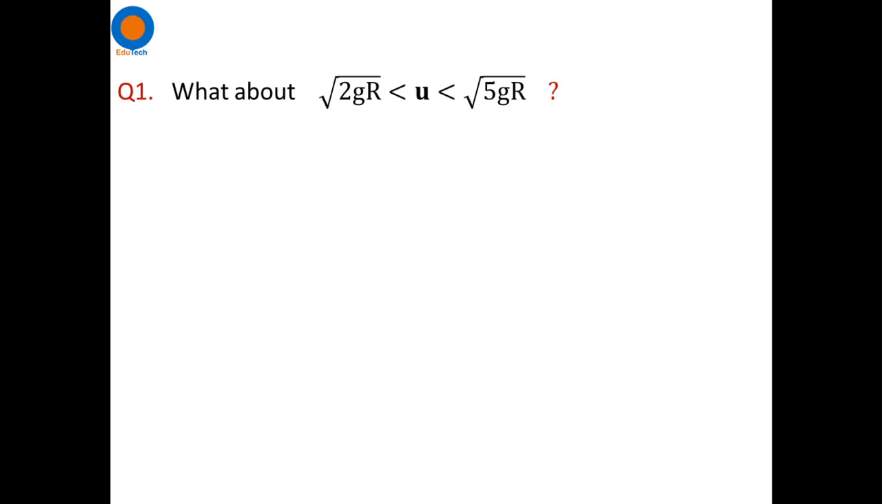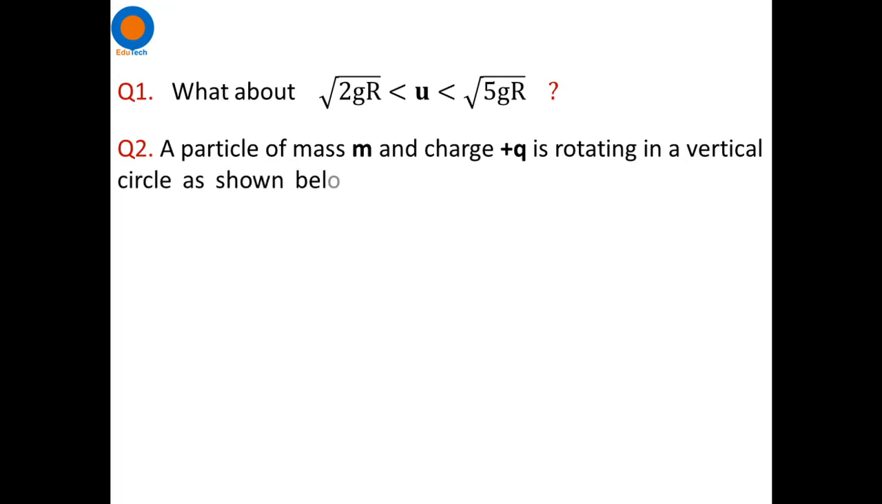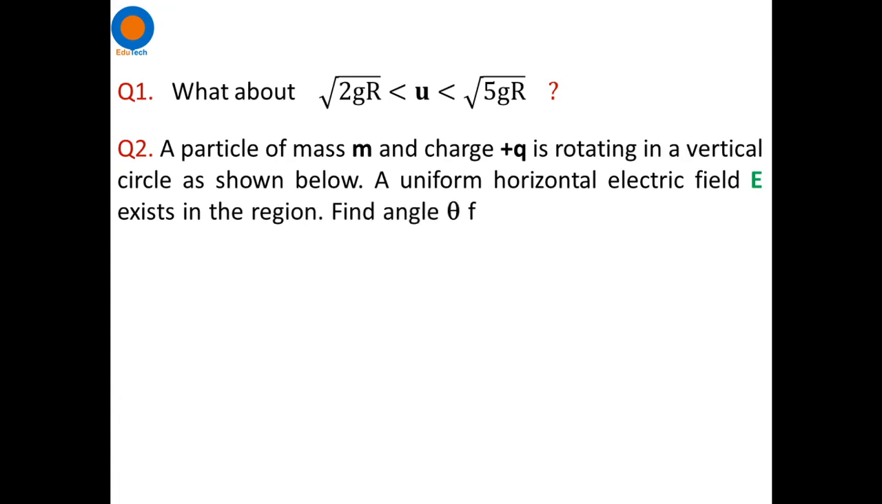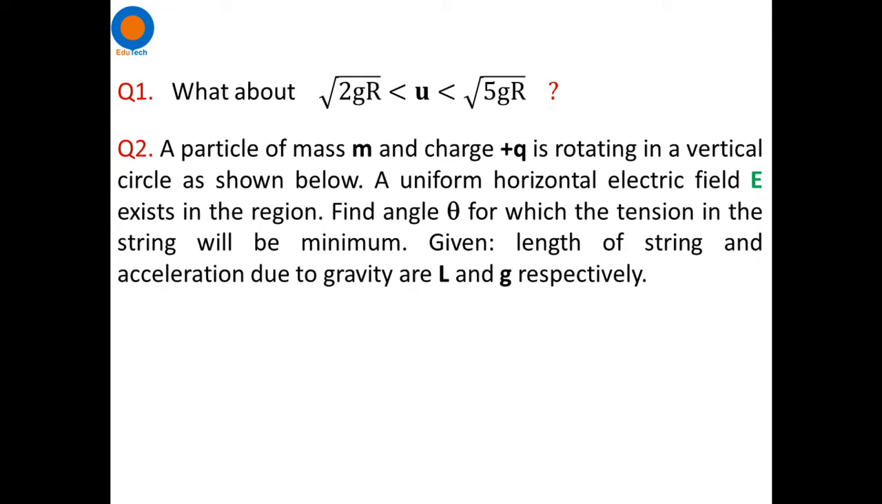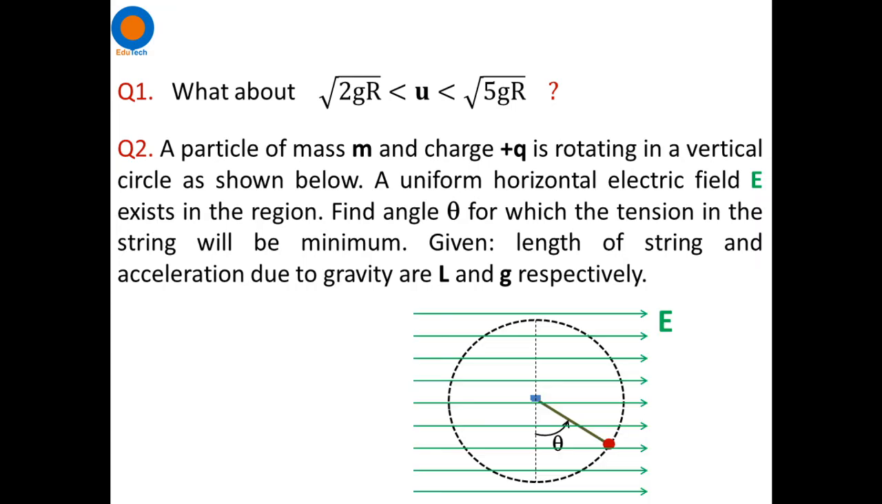And one more question, rather two more questions. I am putting up the questions here. Question number 2 is: a particle of mass m and charge plus q is rotating in a vertical circle. It is given in the question that it is already rotating. A uniform horizontal electric field E exists in the region. Find angle theta for which the tension in the string will be minimum. Given length of the string and acceleration due to gravity are L and g respectively, and the figure is this.